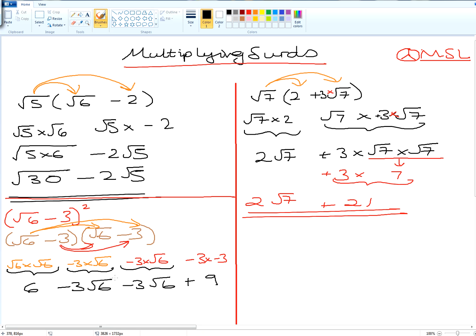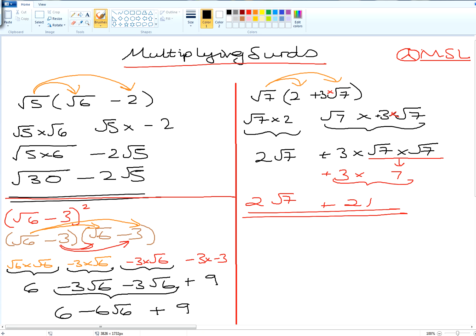Now, what can we do with the minus 3 root 6 and the minus 3 root 6? Yeah, add them together. So minus 3 root 6 and another minus 3 root 6 will give us what? Minus 6 root 6. Because you're adding in terms of root 6, it's minus 3 lots of root 6, add minus 3 lots of root 6. So the root 6 is what we're measuring it in.